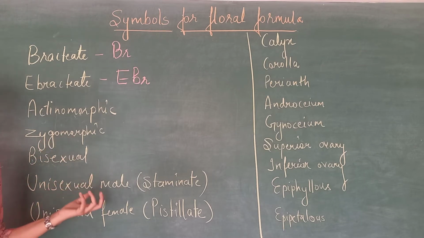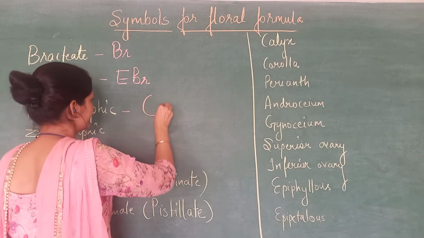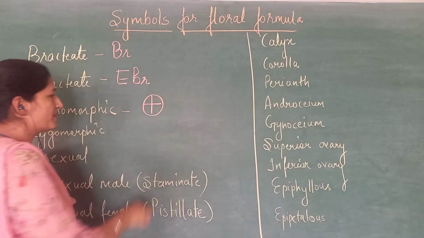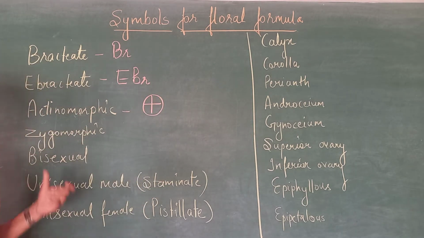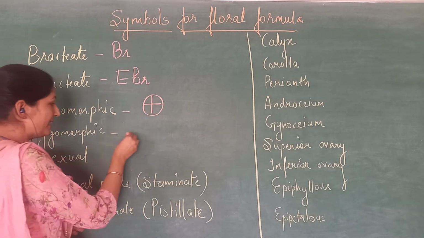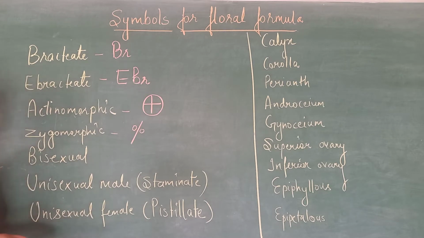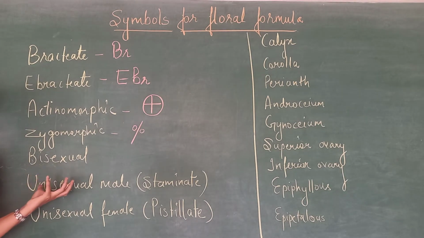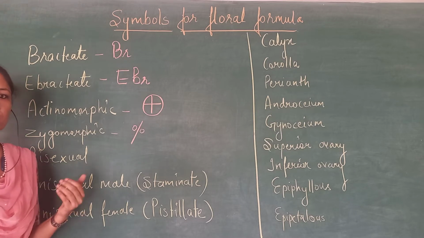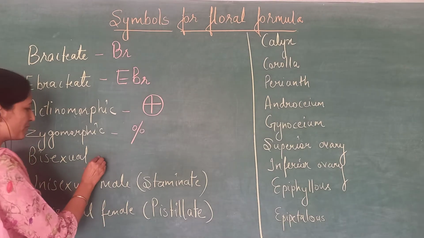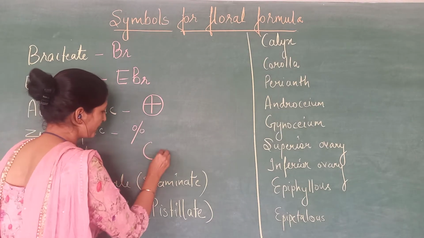Fine. Then we have actinomorphic and zygomorphic. These are the symmetries for the flower. Actinomorphic will be represented by this symbol, and zygomorphic, bilateral, will be represented by this symbol. Then we have bisexual flower, the flower which has both the reproductive structures, the male and the female, that would be represented by this particular symbol.